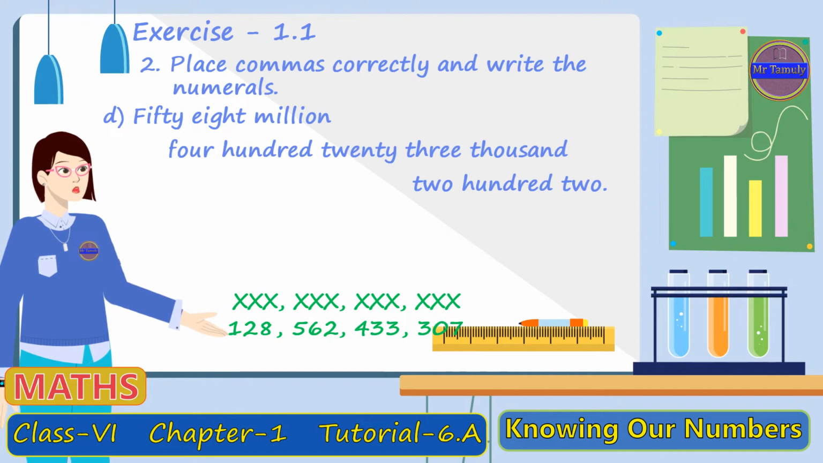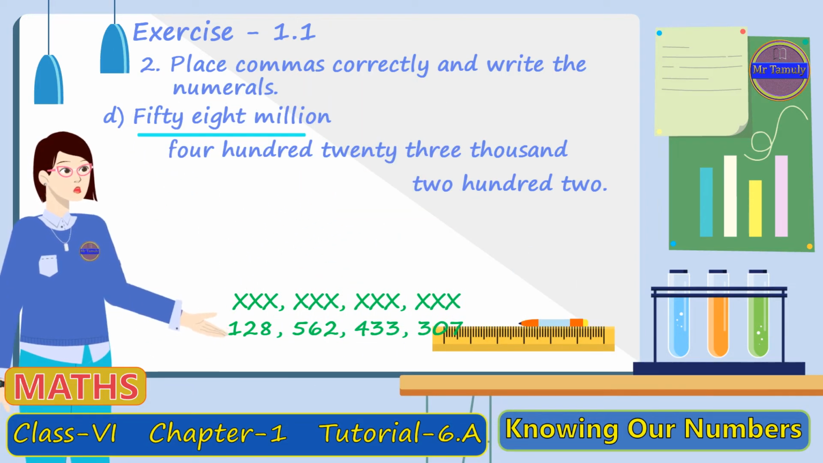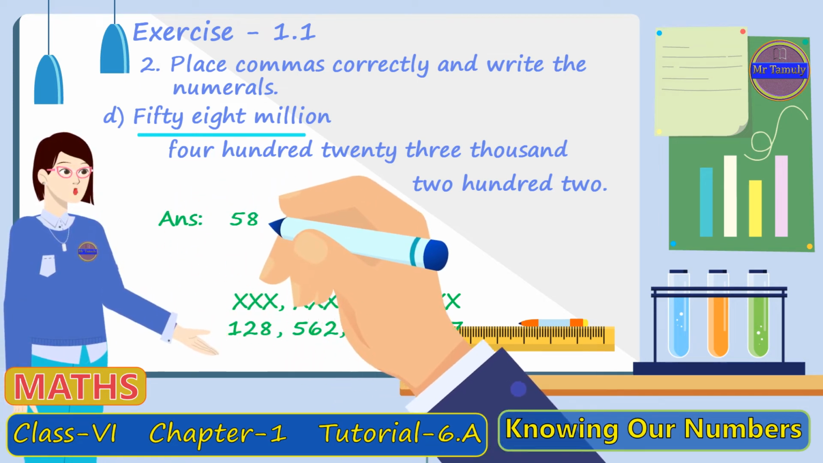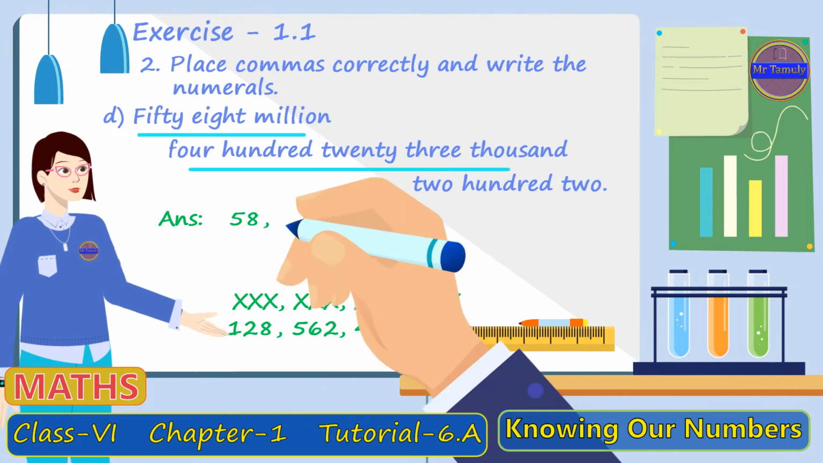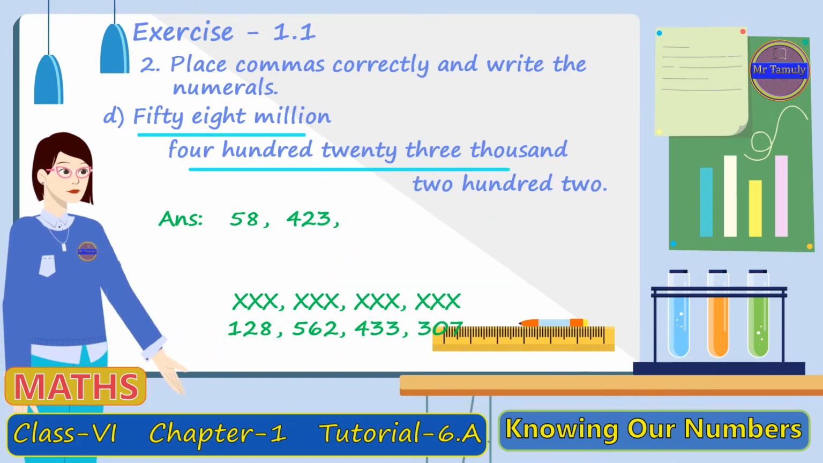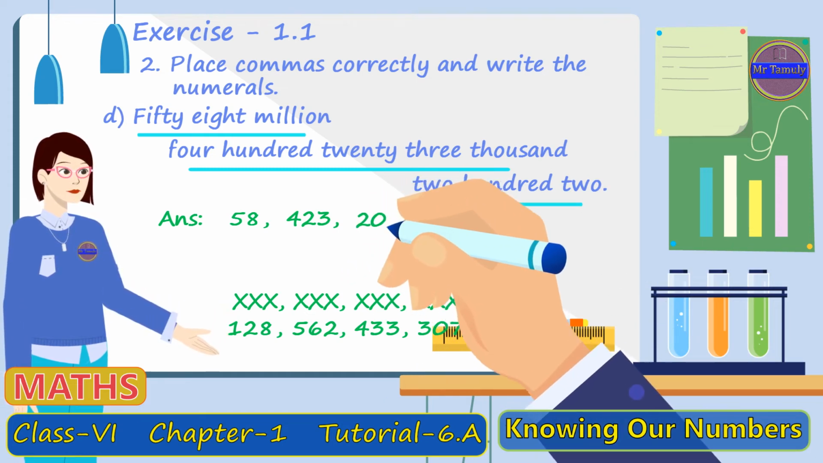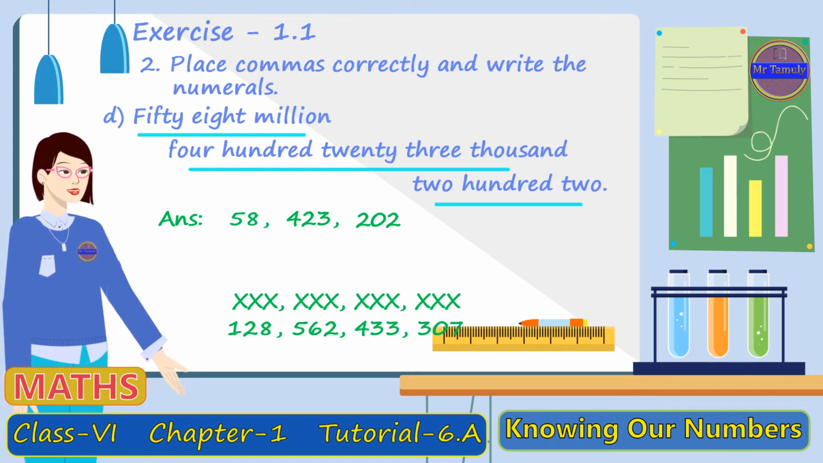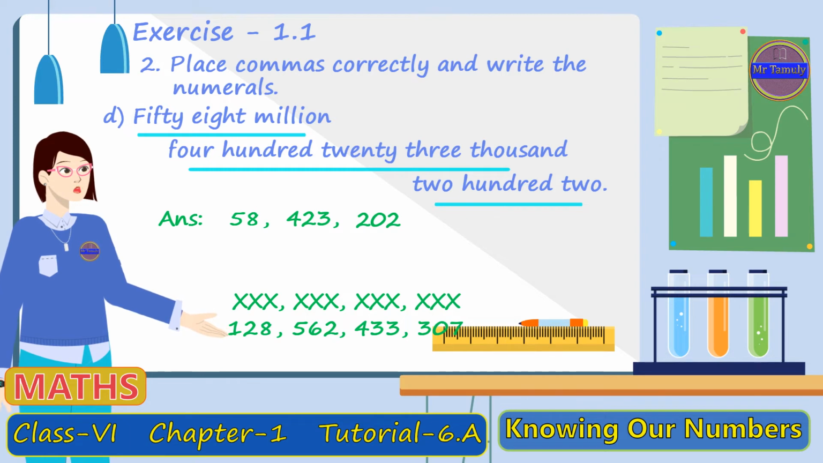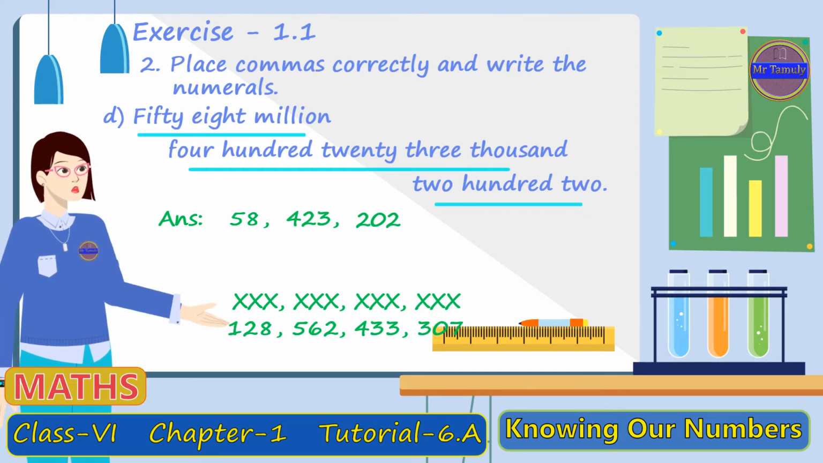So, let us now try and write fifty-eight million four hundred twenty-three thousand two hundred two in numerals. For 58 million, we can write 58. Next, for 423 thousand, we shall write 423. Lastly, for 202, we shall write 202. This is how we write 58,423,202 in numerals. Very easy, right? Let's now attempt a slightly difficult one.